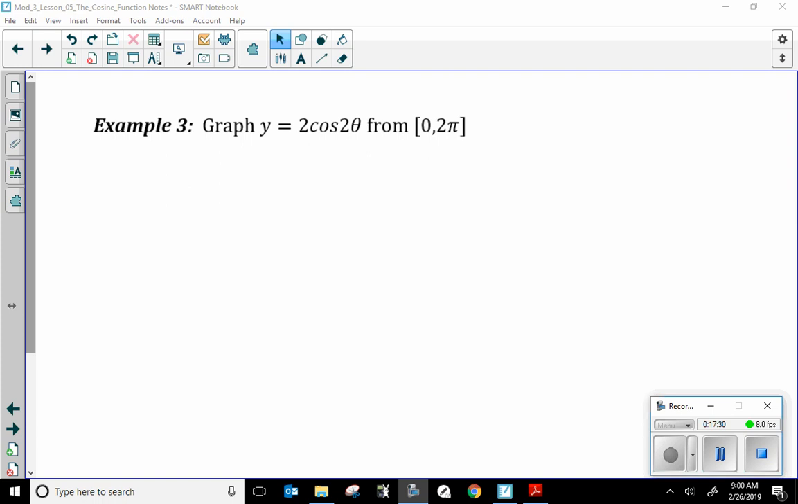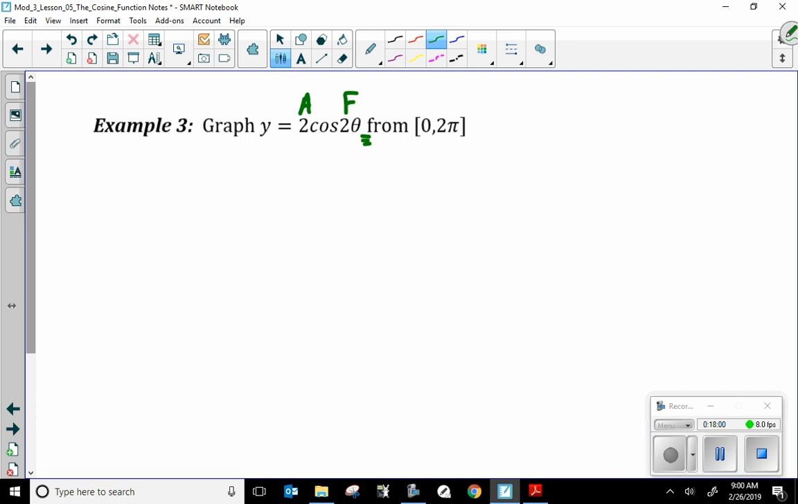Okay, example 3. They ask us kind of the same question, but throw a little twist in. Graph y equals 2 cosine of 2 theta from 0 to 2 pi. What we've got to do is the same exact thing we've always done. We start by finding the amplitude, frequency, and so forth. Amplitude is 2. Frequency is 2. There's nothing that I'm adding or subtracting, so my midline is going to be 0.